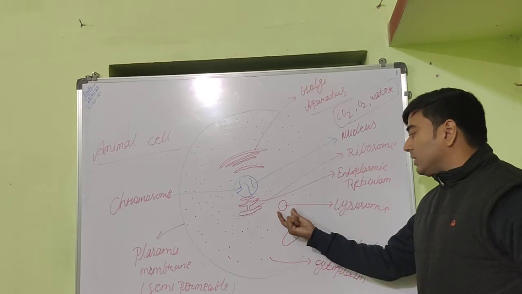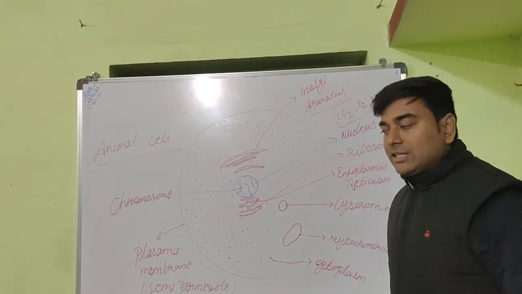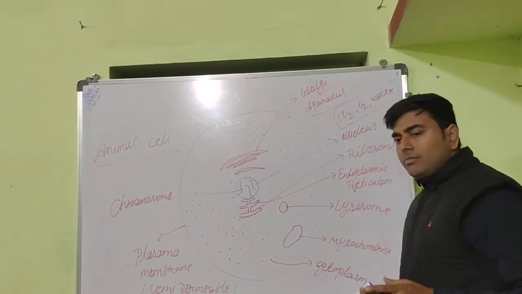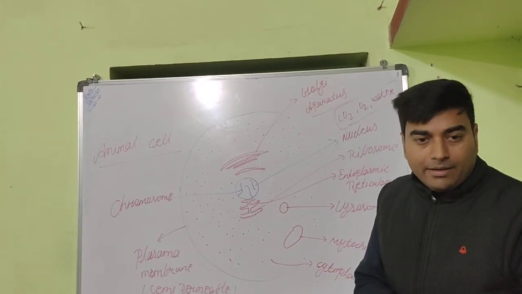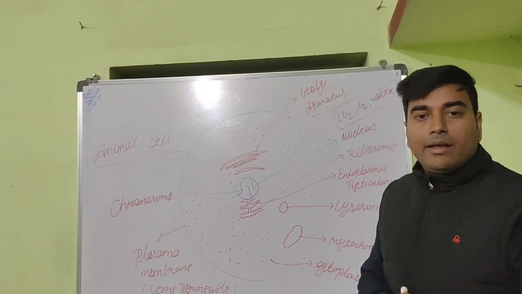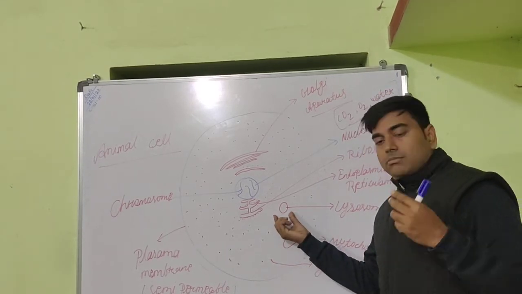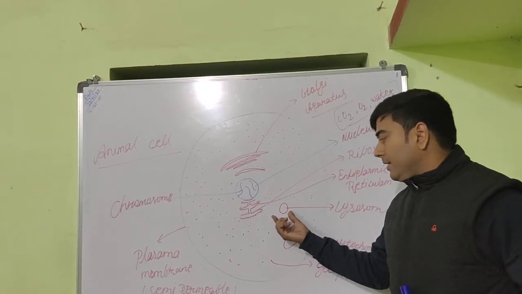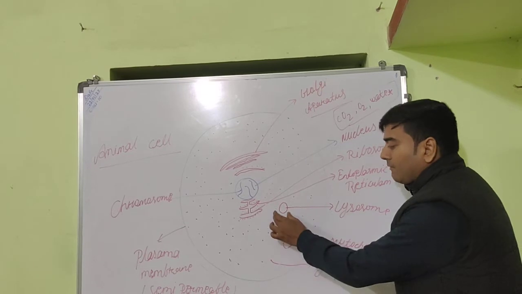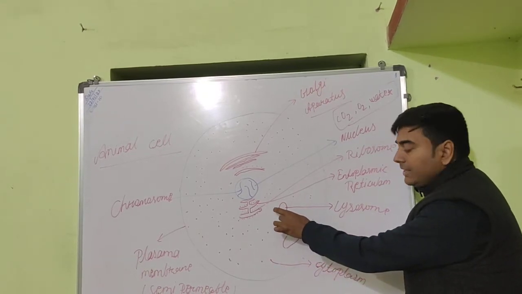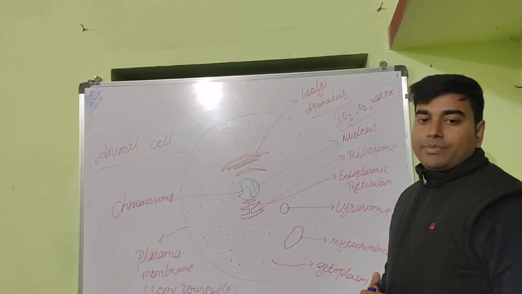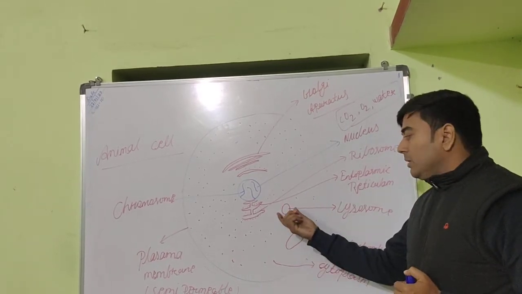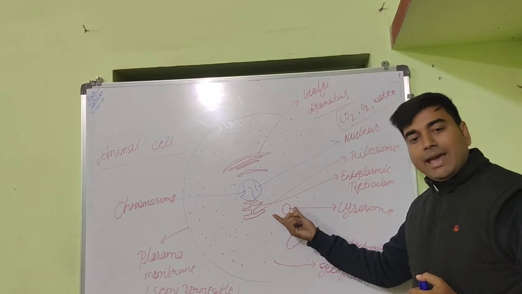Now come to the next portion, which is the lysosome. Lysosome is also a basic part of a cell, and it works like a suicidal bag. Why is it known as a suicidal bag? Because any cell that gets damaged and is not useful for our body will be digested with the help of the enzymes released inside the cell. So if any cell is damaged inside our body, it will be digested with the help of lysosome enzymes.